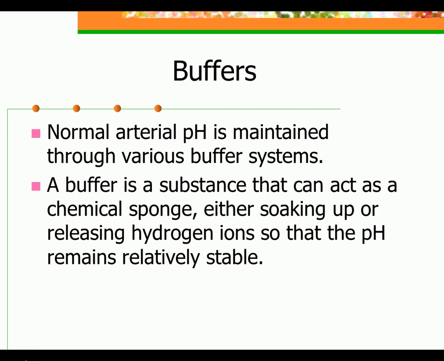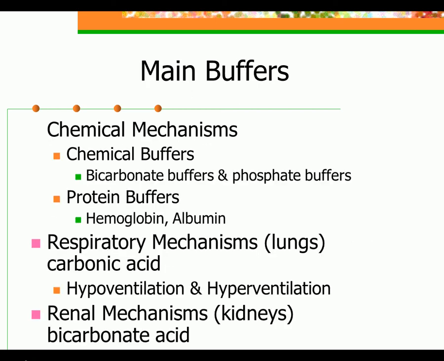So that's one of the things that you want to consider, that we do have buffer systems throughout the body that actually help. Some of your main buffer systems, and your Osborne book does not do a good job of discussing this, is your chemical mechanisms. Your chemical buffers located in your body would be like your bicarbonate buffers and your phosphate buffers. Okay, these react very rapidly, as well as your protein buffers. Now, your protein buffers would be like your hemoglobin, albumin, your globulins.